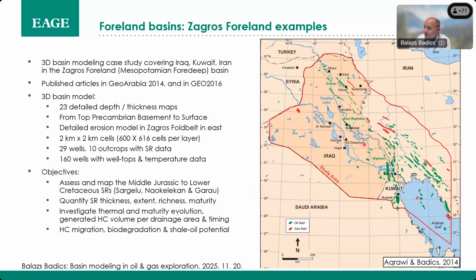So here the basin model included the whole country of Iraq and Kuwait and most of western Iran. 23 detailed depth maps were created from top basement to surface. A very detailed erosion model in the Zagros fold belt in the east. And then just about the size, it's 2 by 2 kilometers, about 30 wells, 10 outcrops, 160 wells with temperature data.